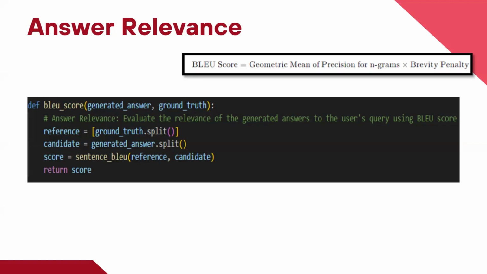Now split the generated answer string into a list of words using the split method. The resulting candidate is a single list of words representing the generated answer. Finally, calculate the BLEU score by comparing the candidate list of words to the reference list of lists. The sentence_bleu function from the NLTK translate bleu_score module computes the BLEU score, which is a measure of how closely the generated answer matches the reference answer.